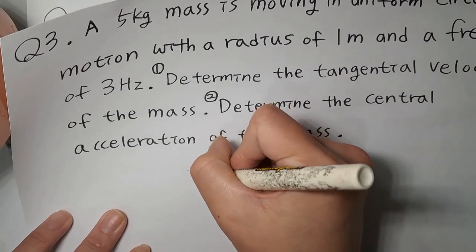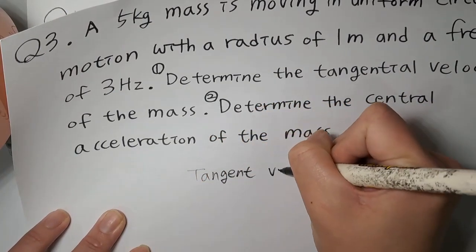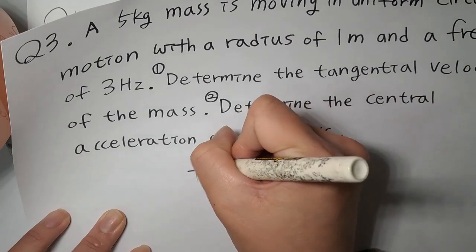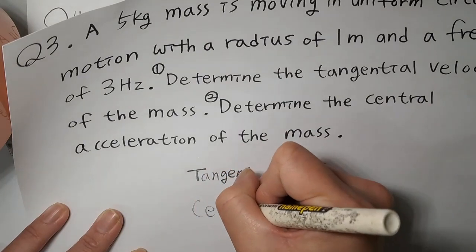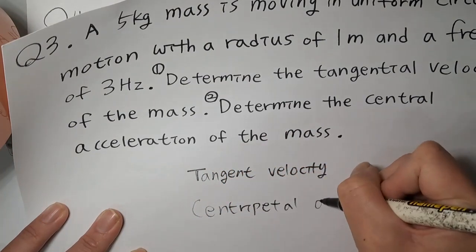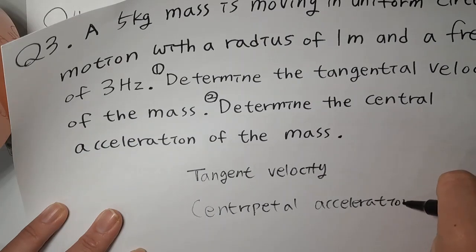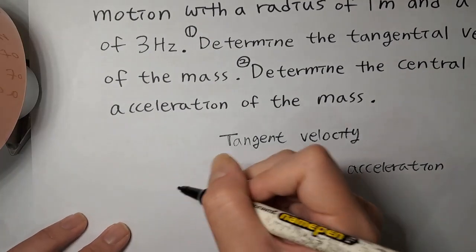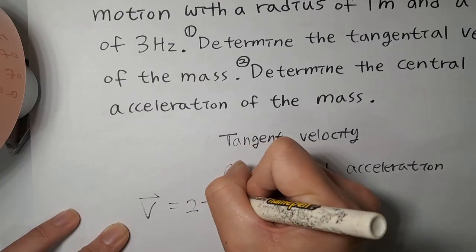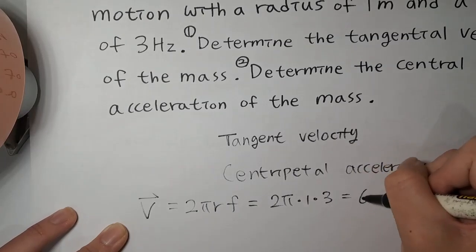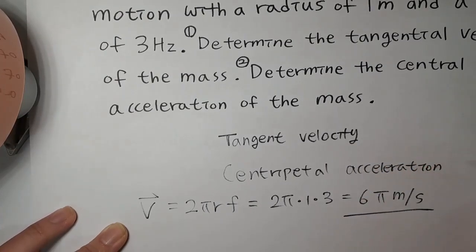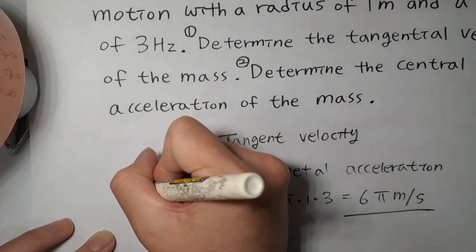So we are going to find this notation. Tangential velocity is in the direction of motion and is tangent to the curving motion. And centripetal acceleration is directed toward the center of a circular path. So the velocity is going to be this, and this is going to be this. So 6 pi meters per second is going to be the answer of the first question.